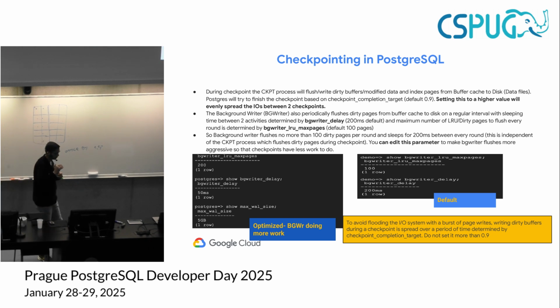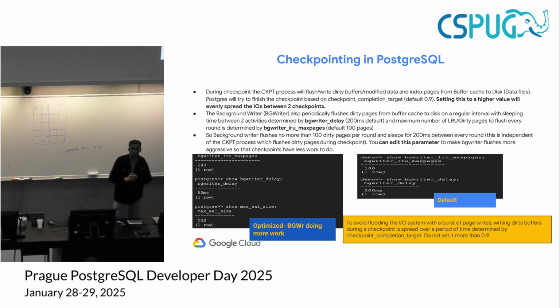You can also see whether the background writer was stopped because it has flushed too many buffers, because by default the background writer will flush not more than 100 dirty buffers and then sleep for 200 milliseconds, which means that it will keep on flushing 100 dirty buffers and then sleep for 200 milliseconds. These are governed by bgwriter_delay and bgwriter_lru_maxpages.